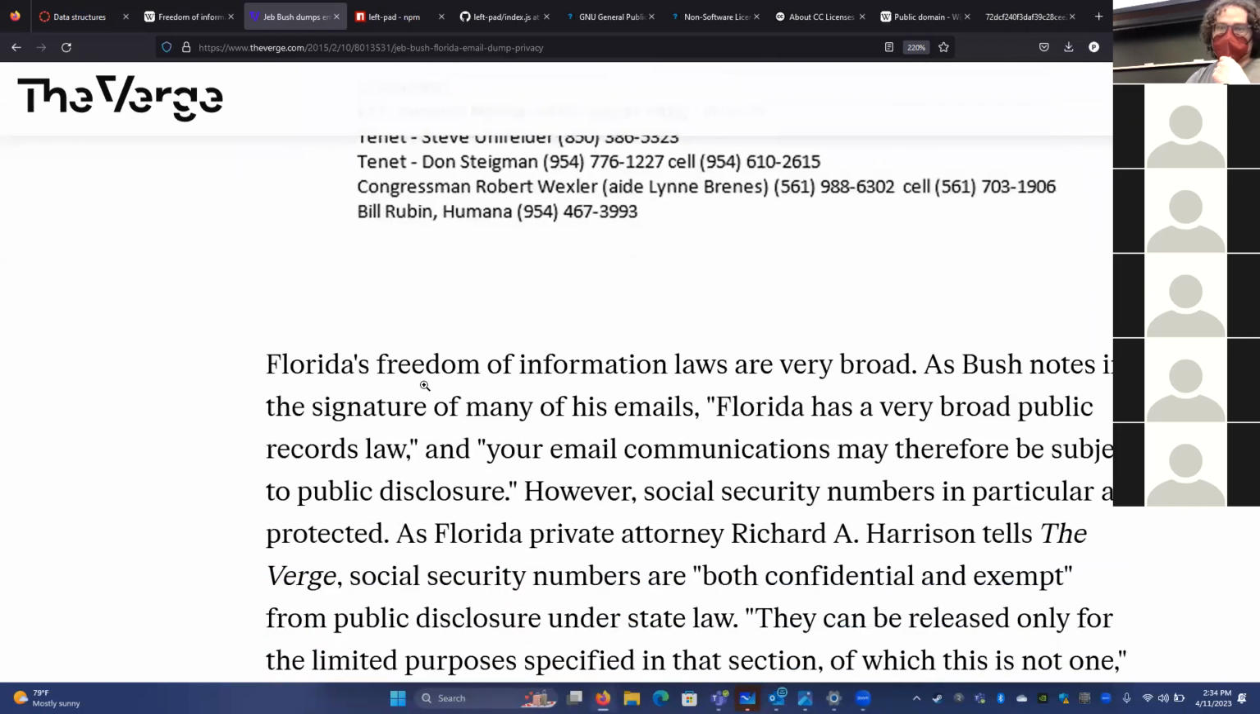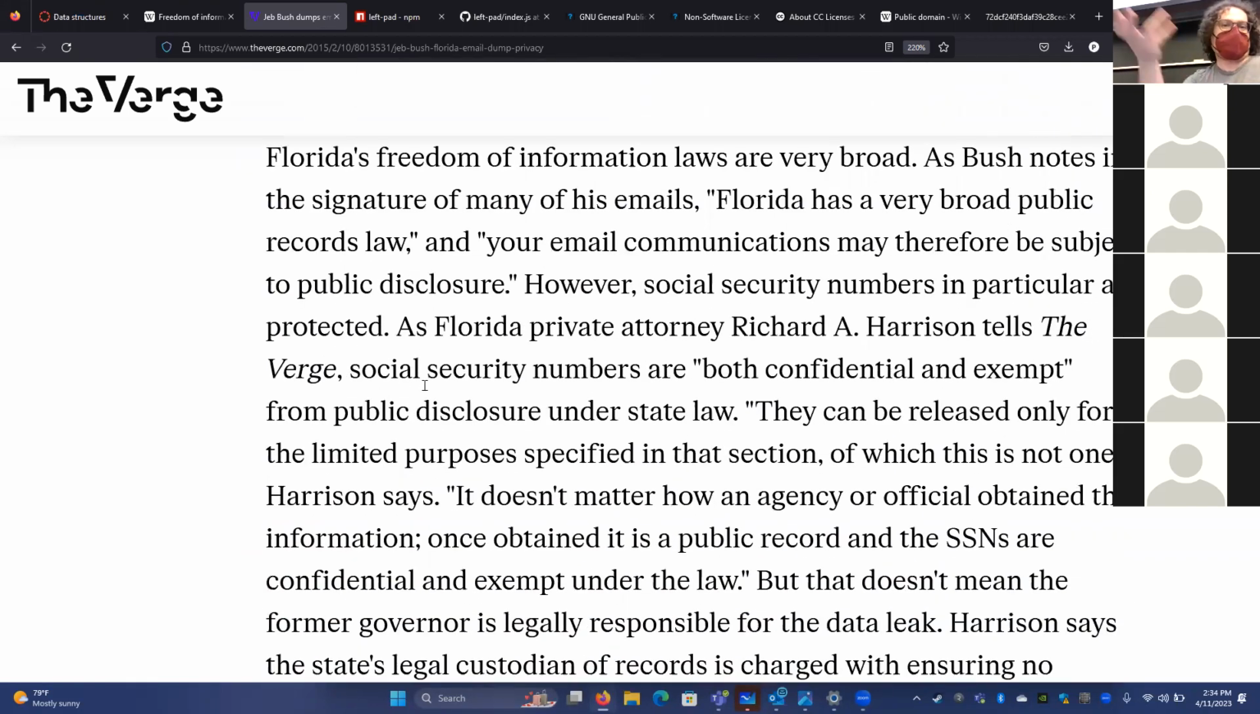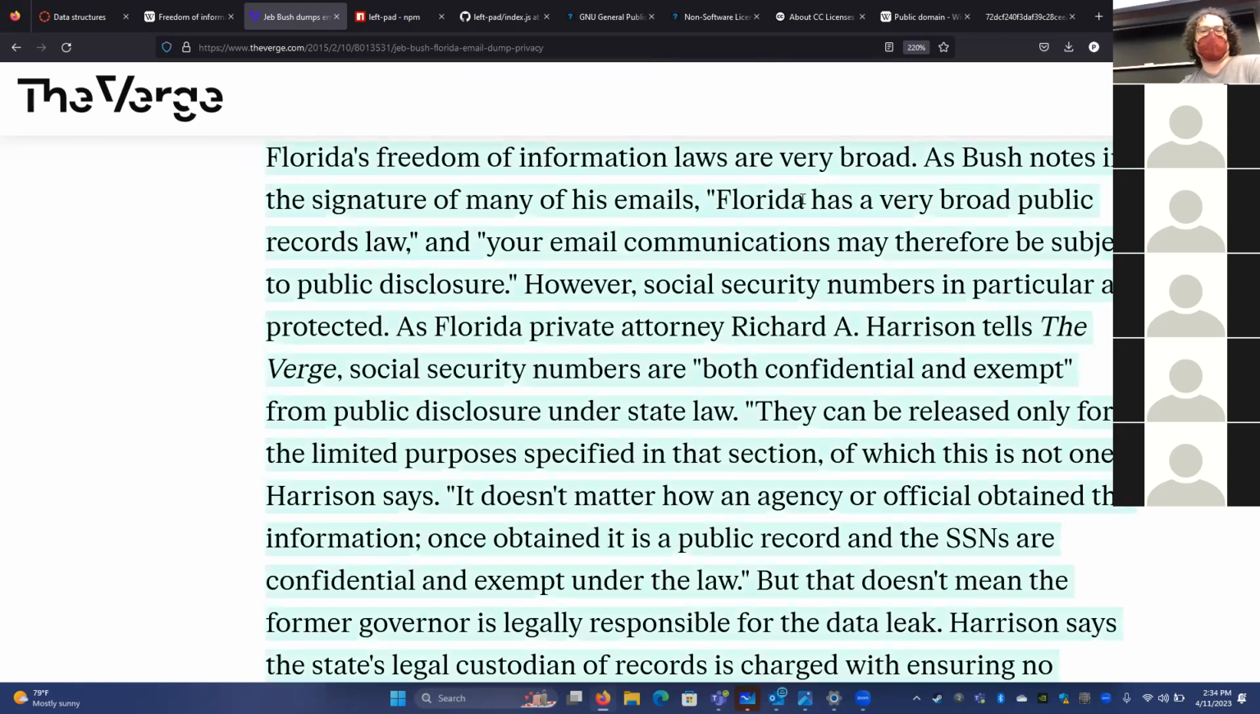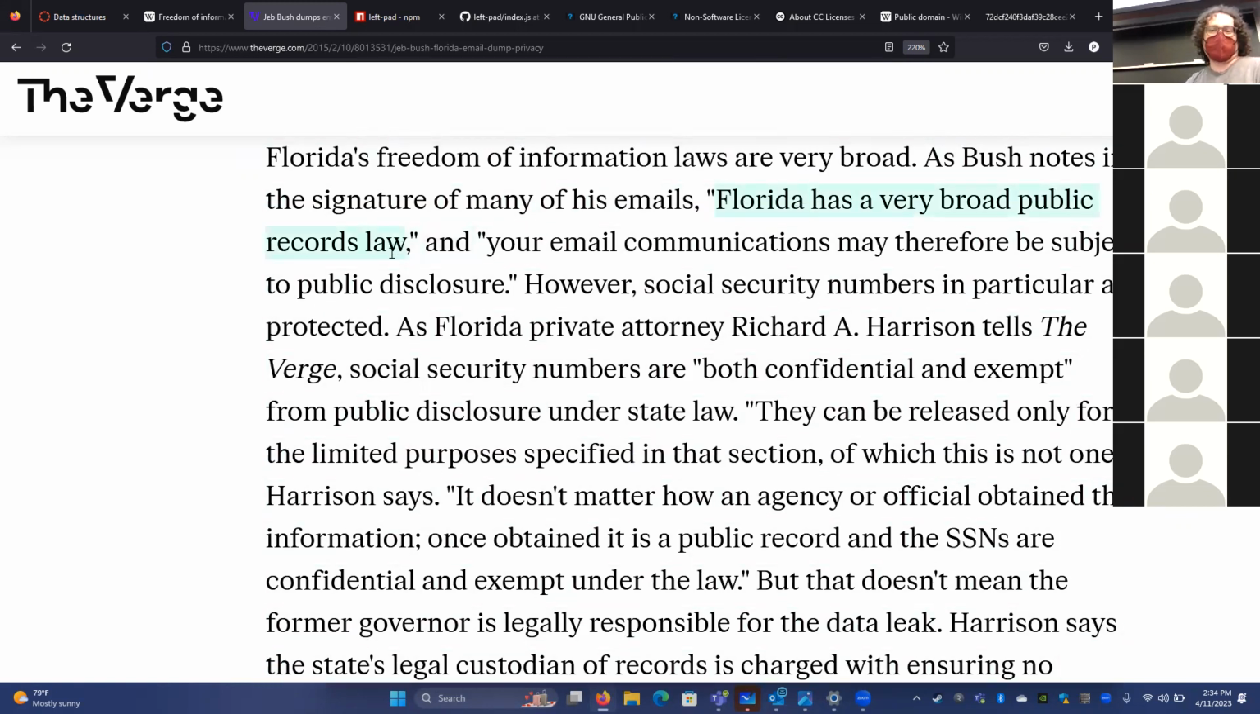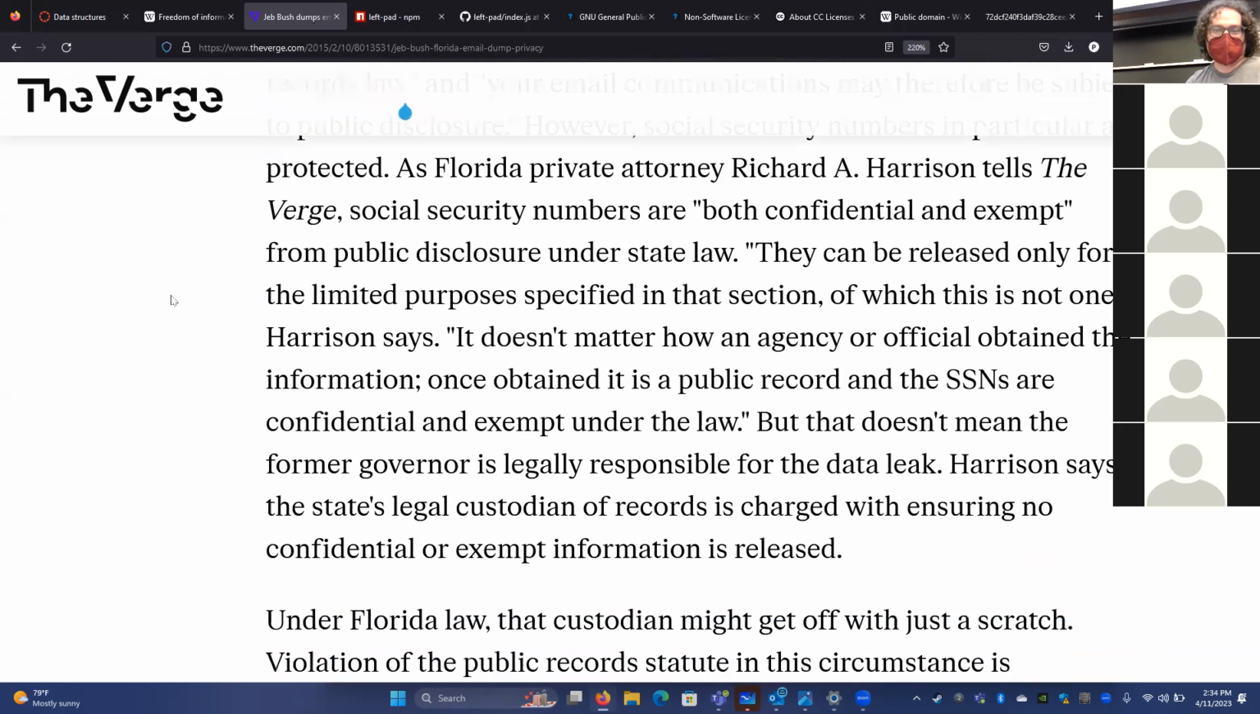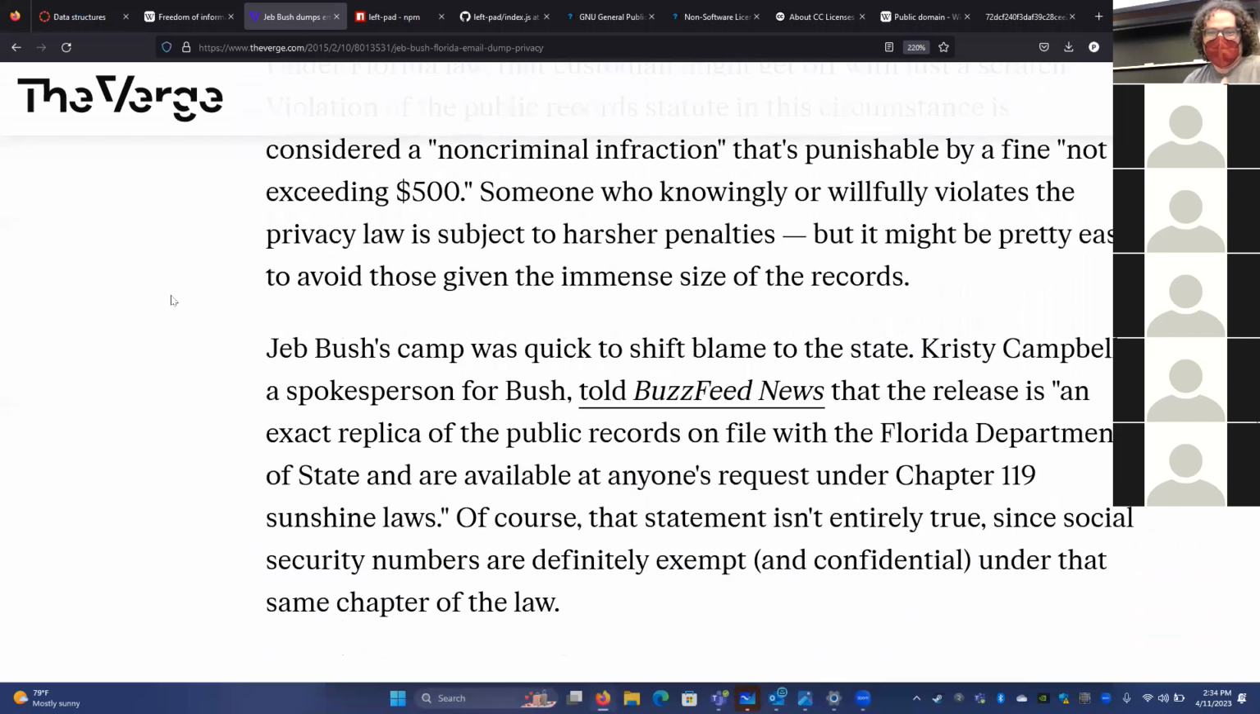Okay. So as they point out in the article here, Florida's freedom of information laws are very broad. And he points out that in the signature of many of his responses, Florida has a very broad public records law. Your communication therefore may be subject to public disclosure, but social security numbers in particular, they say, are protected. They are confidential and exempt, and other stuff, of course, should be exempt. This was more of an accident than a deliberate we-don't-care thing. It was just a, oh yeah, that was something we forgot. And it got pulled pretty quickly.